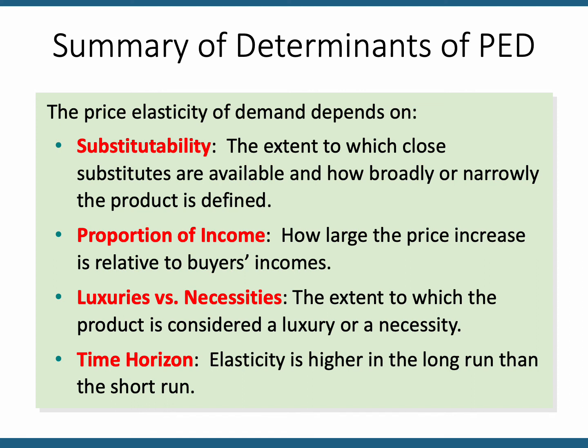Here's a summary of these different characteristics of products, determinants of price elasticity of demand. Are there substitutes? Are there close substitutes available for the product? If there are, the demand will be more elastic. People will respond in a bigger way to a price change. How large is the price of the product in proportion to a buyer's income? The larger the price, the greater the price elasticity of demand. Is the product a luxury or a necessity? If it is a necessity, the product will tend to have inelastic demand. If it is a luxury, the product will tend to have elastic demand.